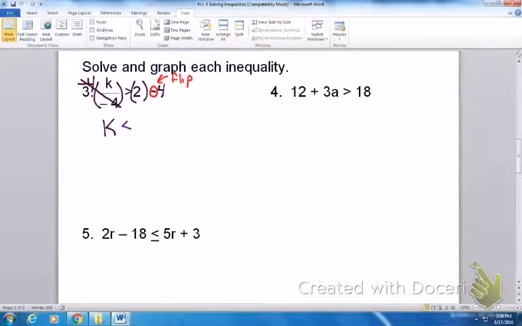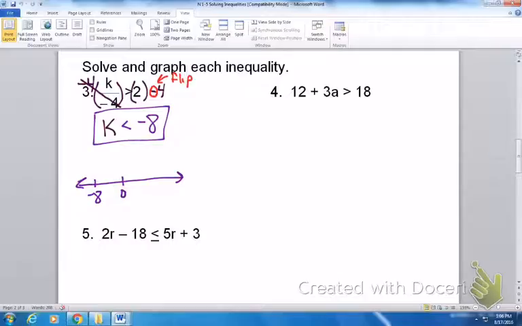Well, 2 times negative 4 is negative 8. So there's our solution. Now I'm going to sketch a number line. I'm going to put 0 on there, and I got negative 8 this time, so it goes over here to the left. Now, this one is just less than, so again, it's an open point, but it says k is less than negative 8, so we're going to go this direction. Say you pick 0. 0 is not less than negative 8, so it must be the other direction, okay?